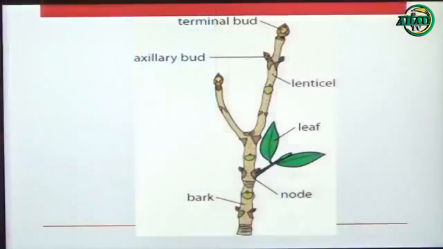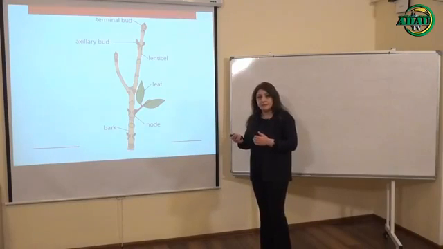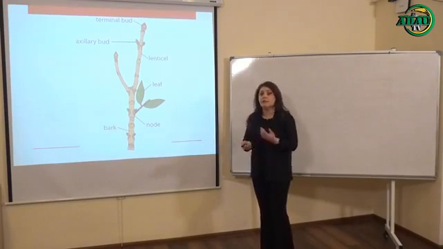And buds are one of the main parts of the stem. A bud is a young shoot, yet to develop, and when young, a bud is a compressed stem. Bud is a compressed stem in which the internodes are not elongated and the leaves are closed and crowded. But when the bud develops into the stem, the internodes elongate and the leaves spread out.